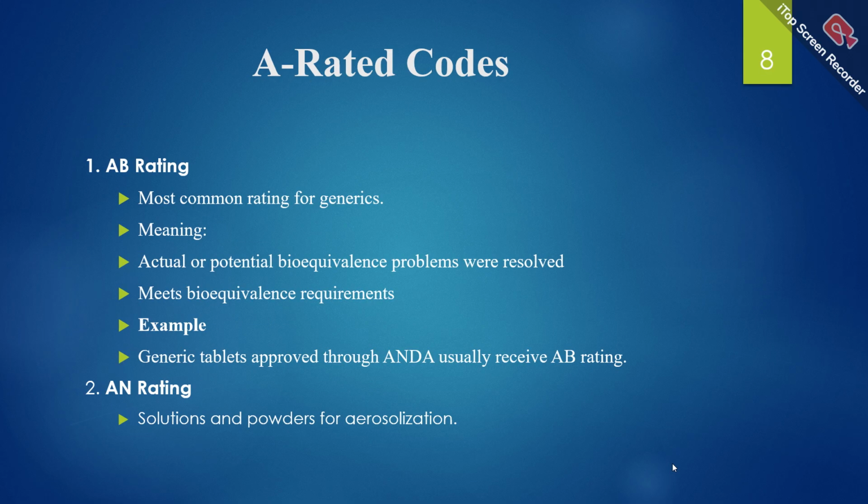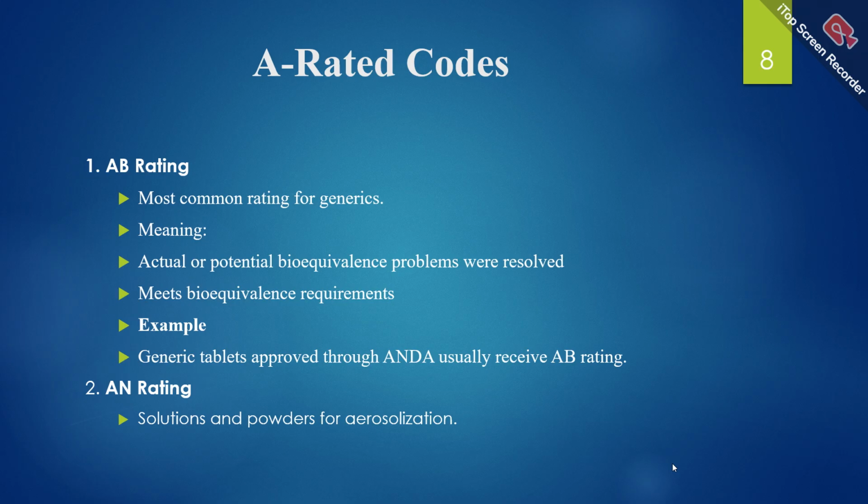Next, A-rated codes. First, AB rating, the most common rating for generics. AB rating is the most common rating for generics, and it means actual or potential bioequivalence problems were resolved. That means there are no actual or potential bioequivalence problems for AB rating, and it meets the bioequivalence requirements. For example, generic tablets approved through ANDA usually receive an AB rating.